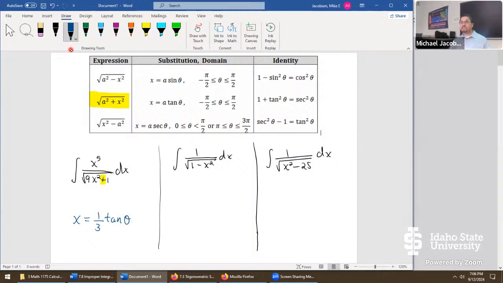Does that make sense on this one? How do we know 1/3? Well, it's really kind of the next steps. Sure, you have to take dx, which is 1/3 secant squared theta d theta, but this is the major step. You go 9 times x squared, which you'll square here, is 1/3 first, it'll turn into 1/9 tangent squared theta plus 1.